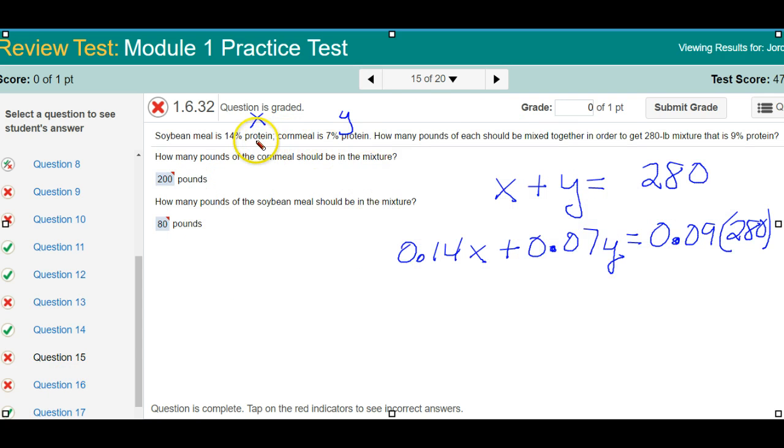So this, you have two types of meal. A 14% that we'll call X. That's the amount of 14% we need. 7% Y. And we want to end up with 280. So X plus Y equals 280.